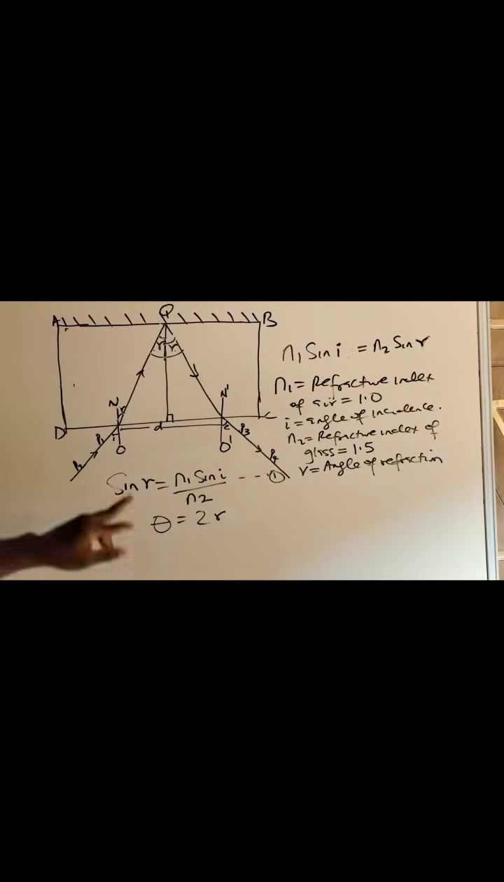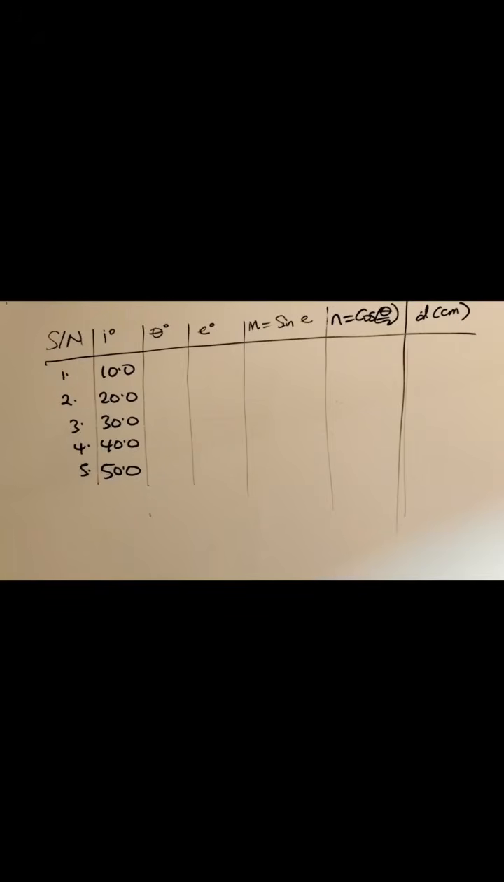Then what remains is to find the D, the distance between the two different normals. We're going to get this D when we do the construction, when we do the tracing. So let's do the calculations right away. For us to do the calculations, we have the table. We need these values: I, theta, E, the angle of emergence, M equal to sine E, N equal to cos theta over 2, and then D in centimeters.